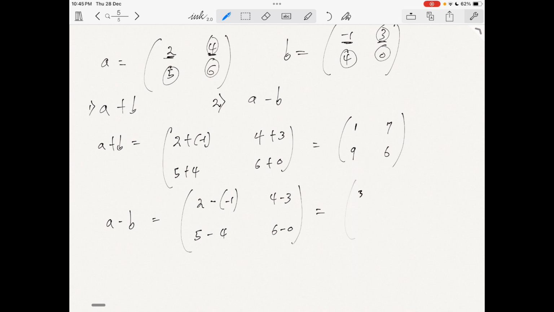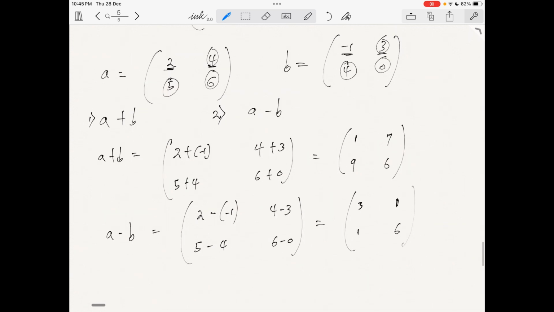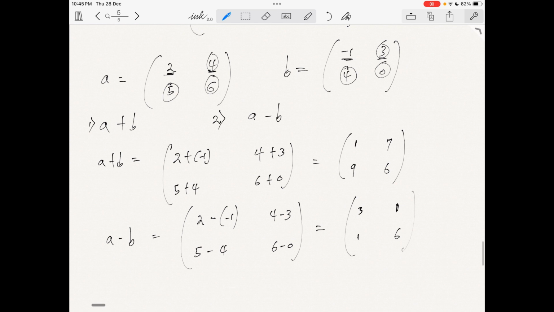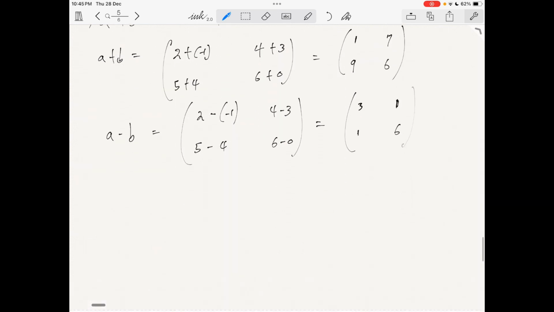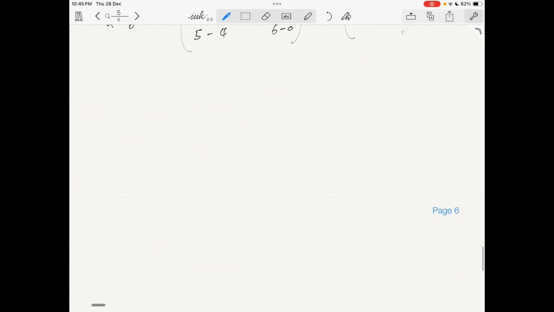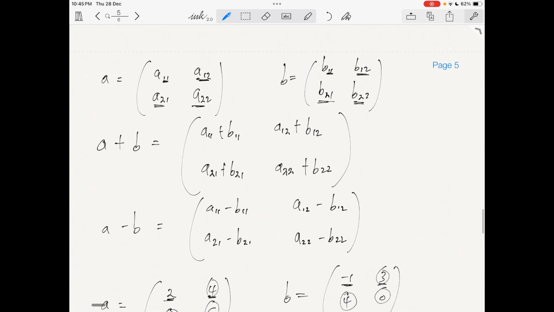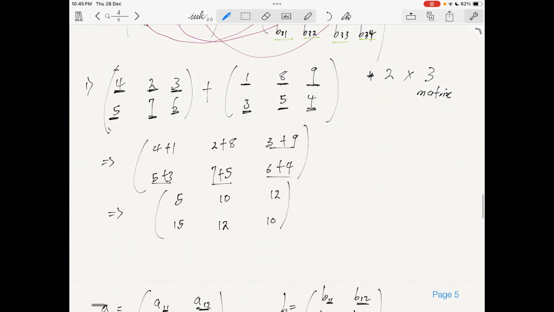4 minus 3 is 1. 5 minus 4 is 1. 6 minus 0 is 6. Okay, this is the most basic form of addition and subtraction. Now let's increase the format and go higher from a 2 by 2 matrix like we did earlier, so that we can understand this better.